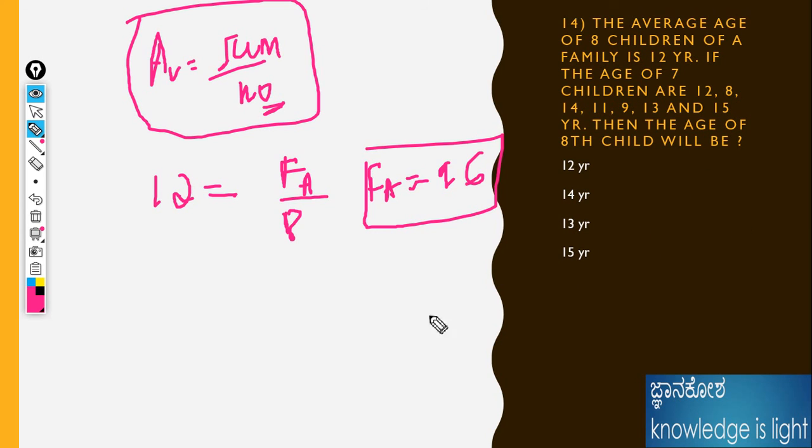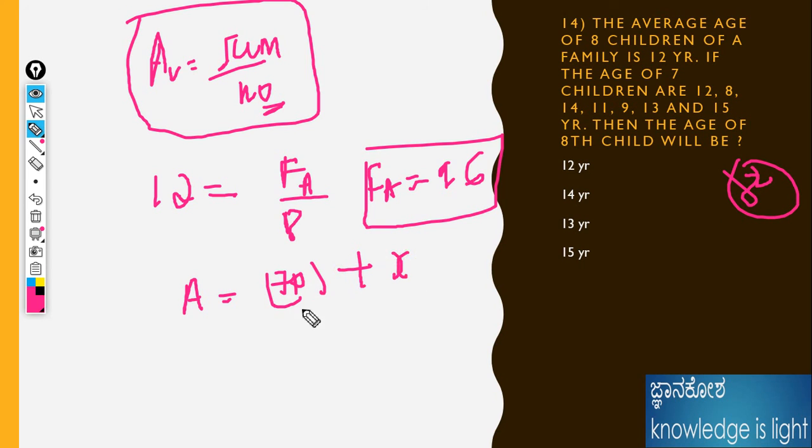Okay, therefore we already know average is equal to the sum divided by the number. The 7 persons' age total is 82. I will note it, otherwise you may forget. Therefore the age we don't know, I will make it x, and the average is also given as 12. That is 12 is equal to 82 plus x by 8.